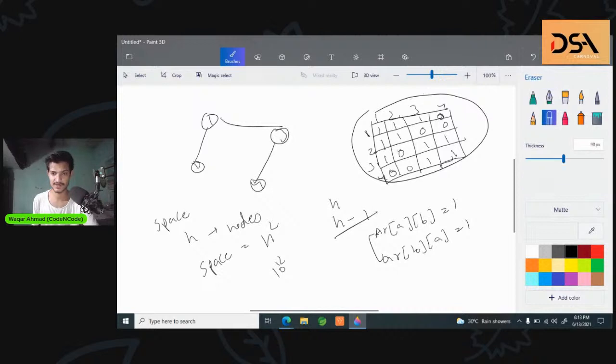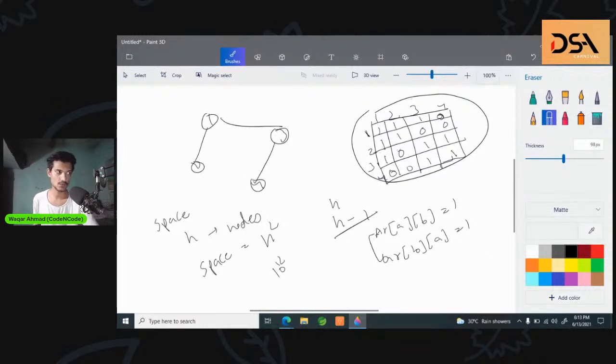One of the properties which is very good for matrix representation is that you can very quickly find out whether two nodes are directly connected or not. If I ask you whether nodes 2 and 4 are directly connected or not, you can directly go to cell 2-4. Either you can check 2-4 or you can check 4-2. Both of them are 0. That means they are not directly connected.